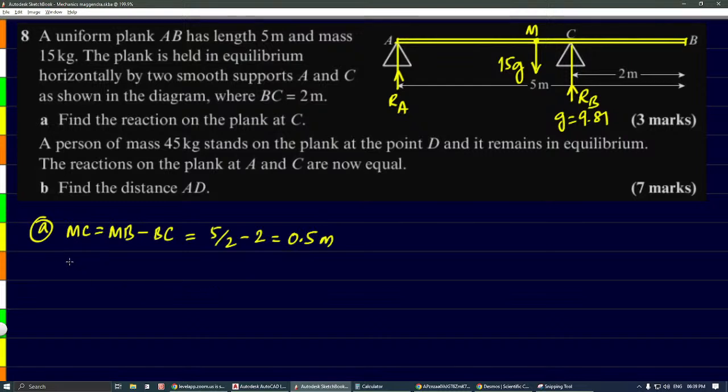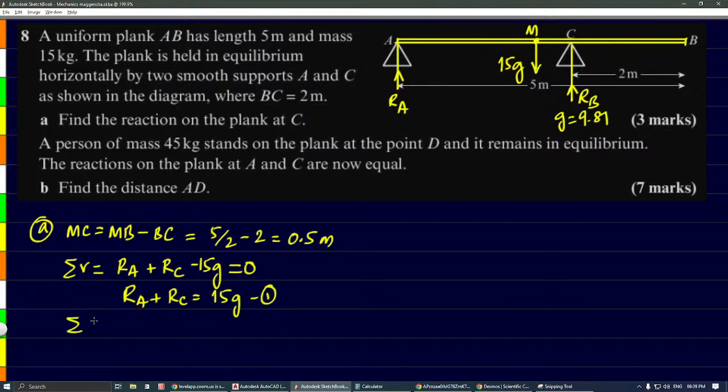Now you have to find RA and RC. So let's go with sigma V. RA and RC are acting upwards, and 15g is acting downwards, equals 0. So RA plus RC equals 15g. This is equation 1. Then take the sum of moments about some point. Let's go with point A, moment about A.